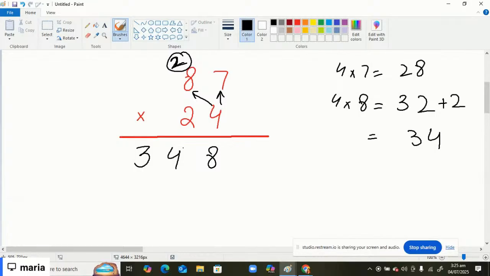First of all, what we do here, we're just going to multiply 4 with the 7. When you multiply 4 with the 7, the answer is 28. You just put the right side digit down and move the left side digit up as a carry. Now multiply with the second digit, and after that you add the carry in the end.